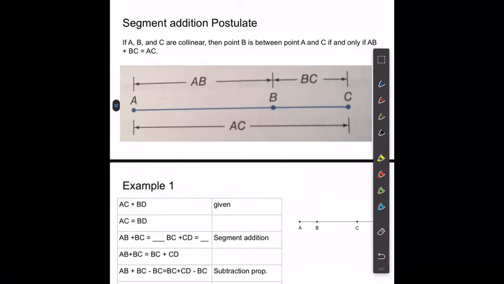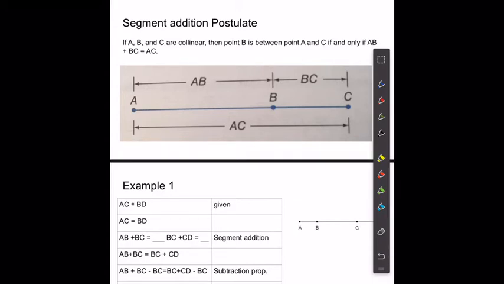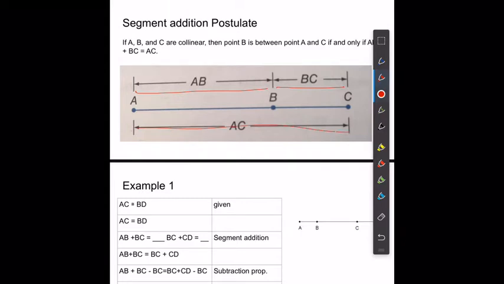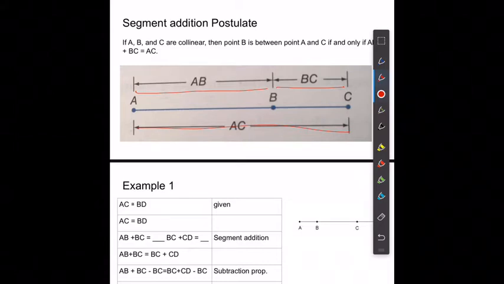But the segment addition postulate, okay, this one's an important one. If A, B, and C are collinear, then point B is between point A and C only if AB, which is this distance right here, right? AB plus BC is equal to the total AC. That's called the segment addition postulate, and it does come in handy when we're doing some proofs.